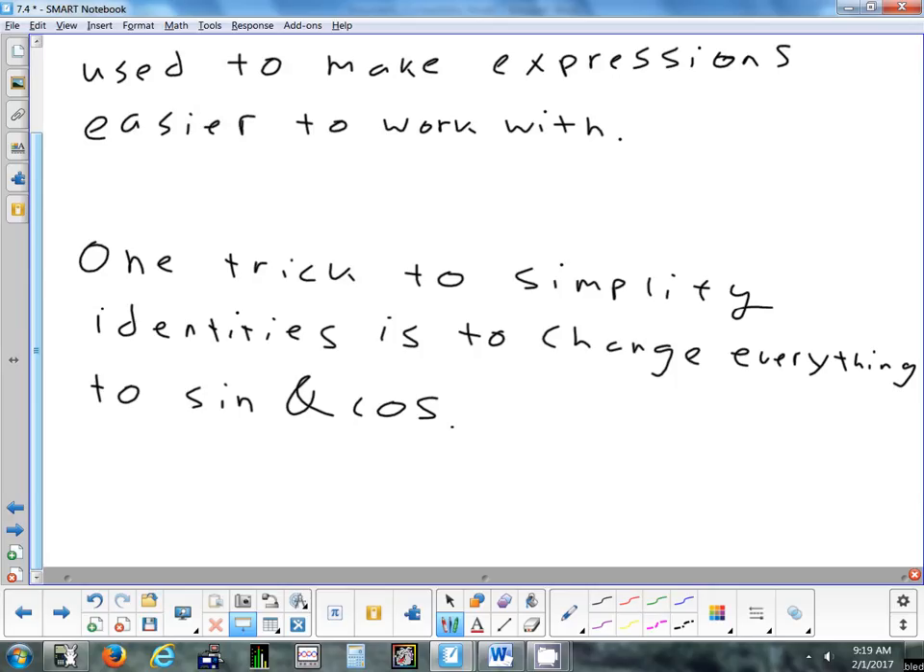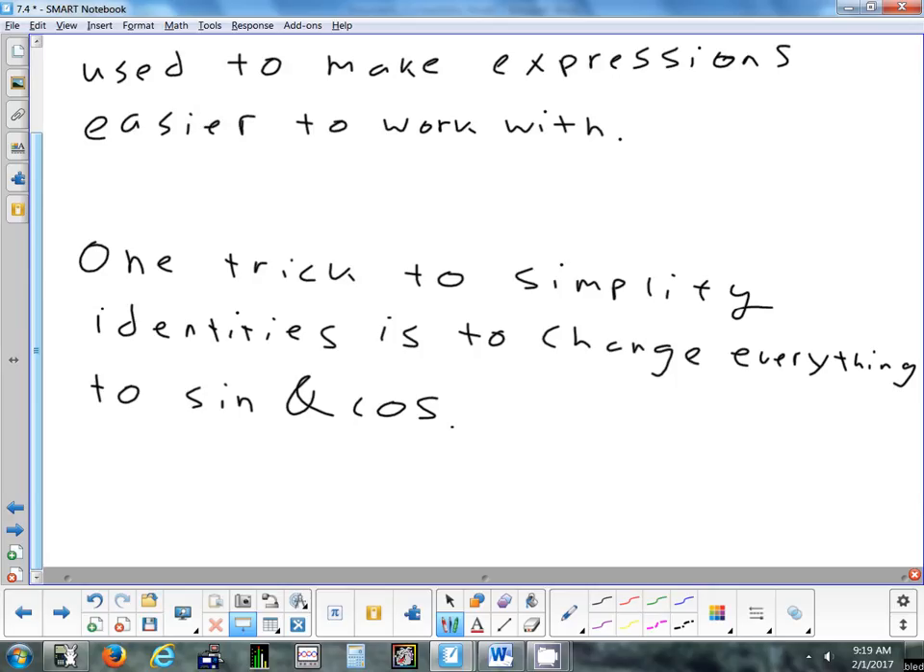And I say I'm only going to use it 80% of the time because it's like if you were teaching somebody to play chess. You can teach them certain moves that might be good to do most of the time, but there might be a situation where that move is not a good move to make. It just depends. So the goal when you're changing things to sine and cosine is you're going to hope that something cancels out.